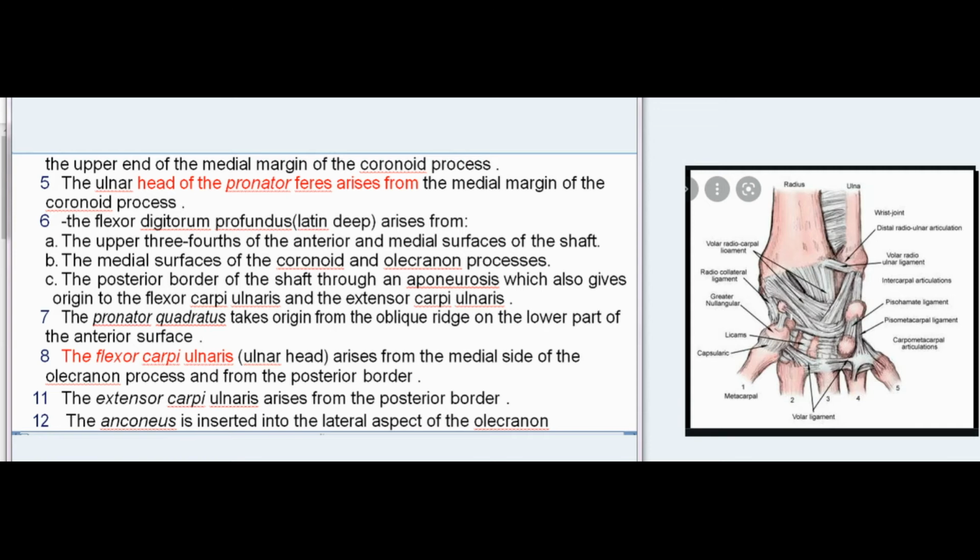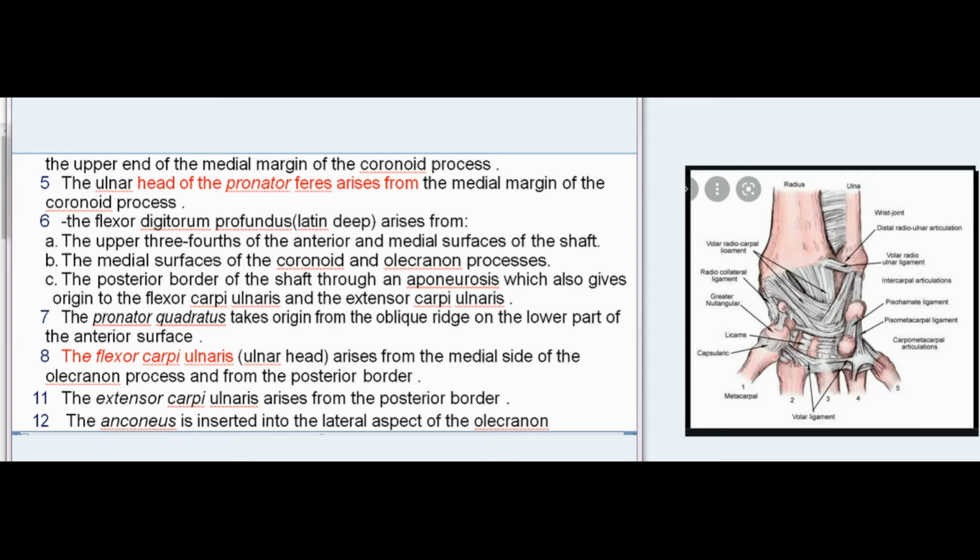5. The ulnar head of the pronator teres arises from the medial margin of the coronoid process. 6. The flexor digitorum profundus, Latin deep, arises from the upper 3/4 of the anterior and medial surfaces of the shaft, the medial surfaces of the coronoid and olecranon processes, and the posterior border of the shaft through an aponeurosis which also gives origin to the flexor carpi ulnaris and the extensor carpi ulnaris. 7. The pronator quadratus takes origin from the oblique ridge on the lower part of the anterior surface.